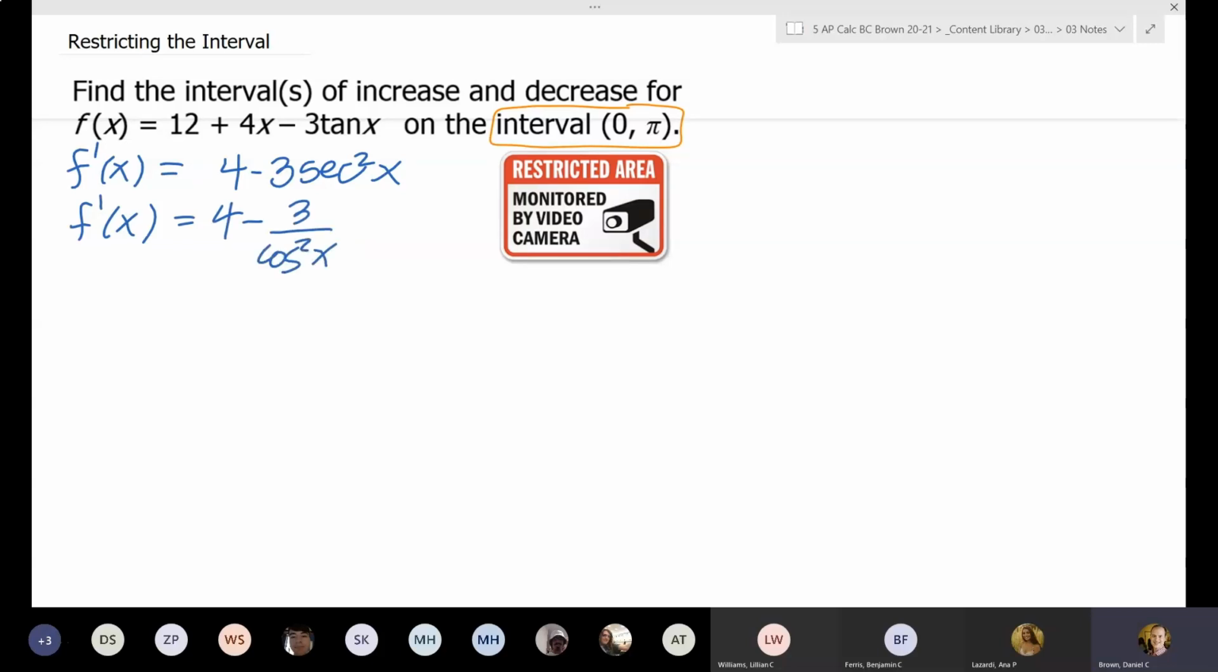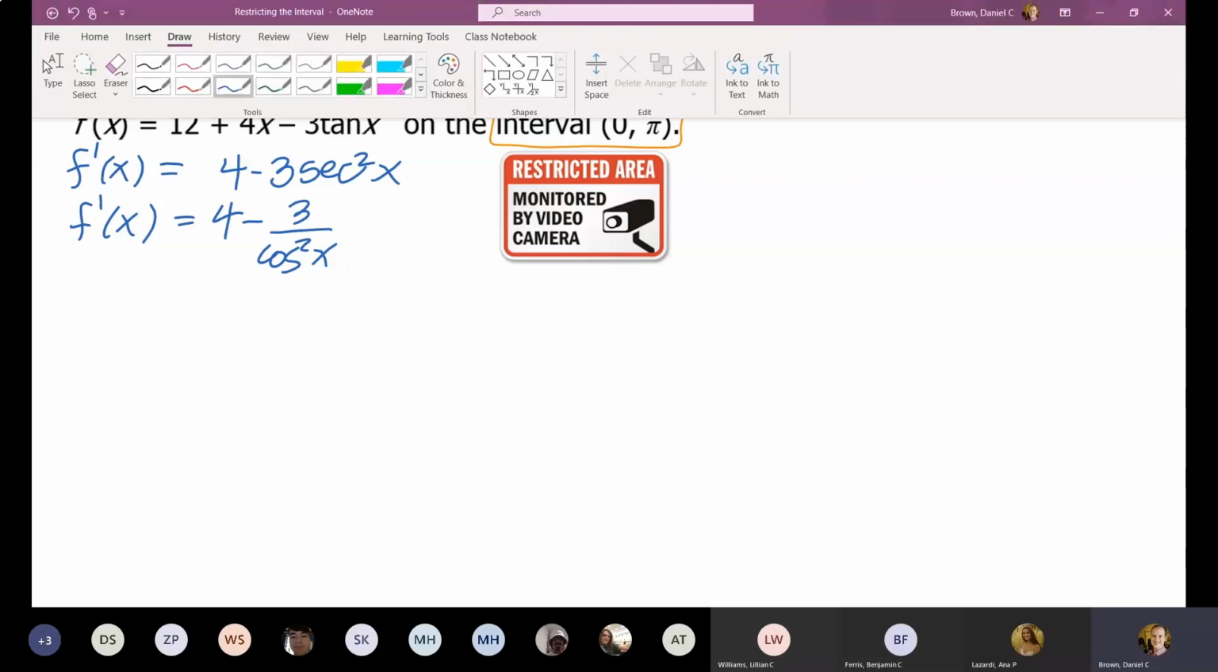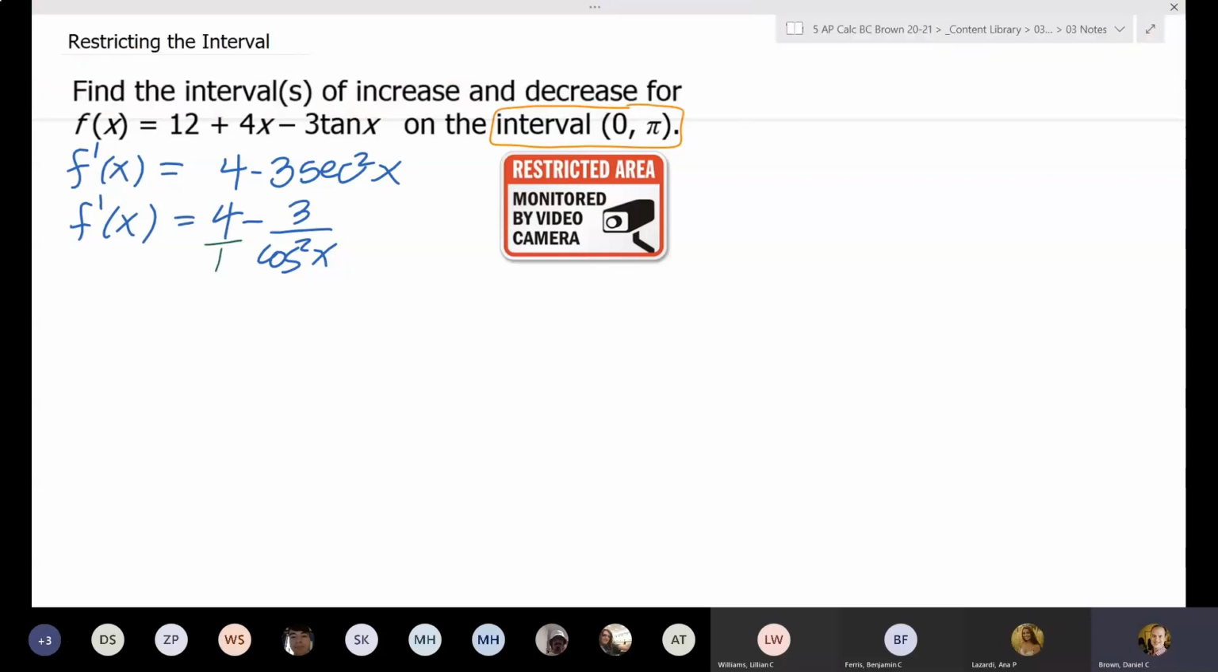I also like writing it this way because we know critical points come from where the denominator is equal to 0, and with writing it as secant, you don't often see a denominator there. And then to make your sign chart easier, I recommend writing this as a single fraction, so basically get a common denominator. So if you're looking at this, the common denominator becomes cosine squared.